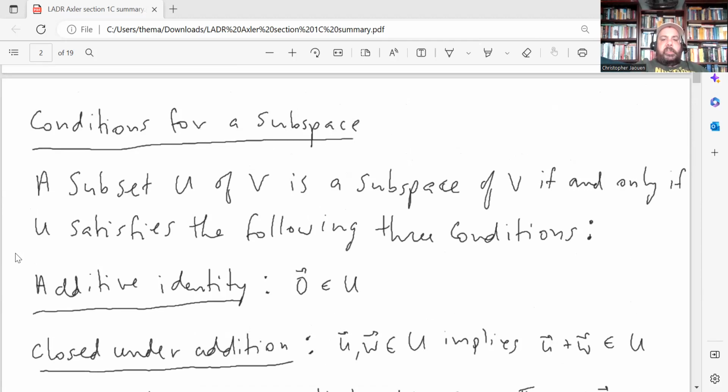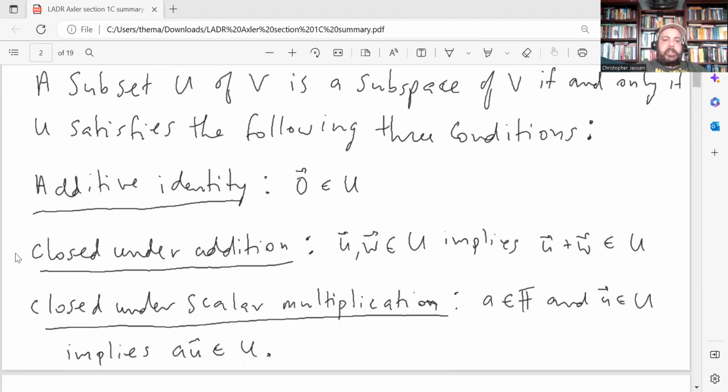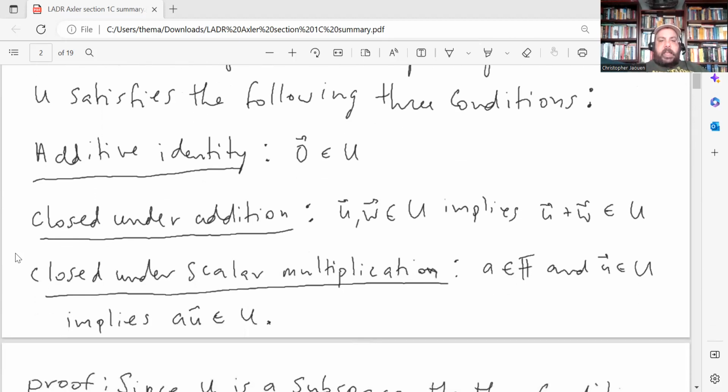A subset U of V is a subspace of V if and only if U satisfies the following three conditions. It has to have the additive identity. It has to be closed under addition, meaning if you take two vectors from the subset and add them together, the sum should also be an element of the set. And it also has to be closed under scalar multiplication, meaning if you take an arbitrary scalar a and an arbitrary vector u from the subset, the scalar multiple au should still give you a vector in the subset. That's what they mean by closed.